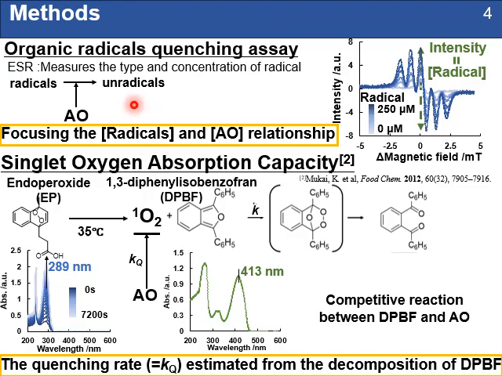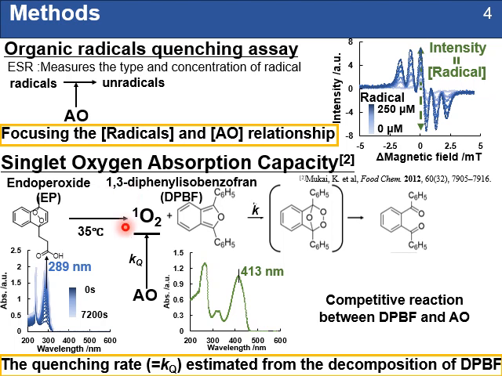So, first is the organic radical quantum assay, using electron spin resonance to measure the radical scavenging activity of antioxidants. ESR measures the types and concentration of radicals in the sample. It is known that the intensity reflects the amount of radicals, so we're focusing on the relationship between the amount of radicals and the antioxidant.